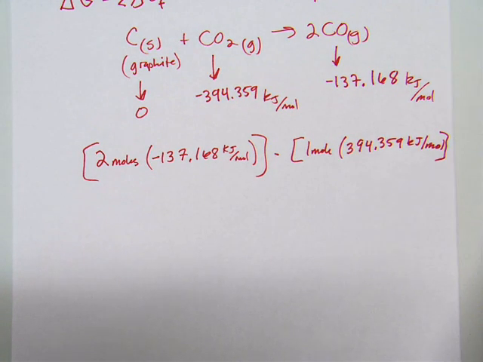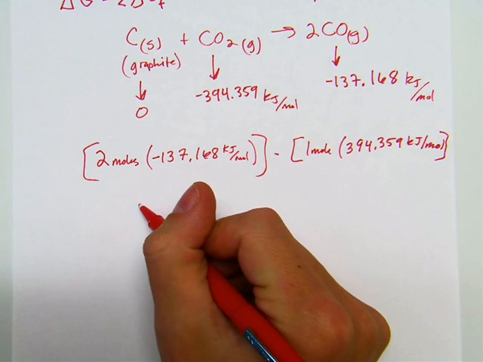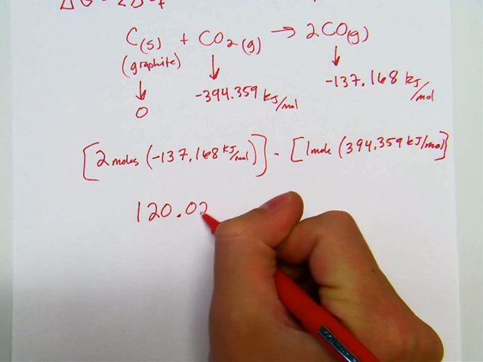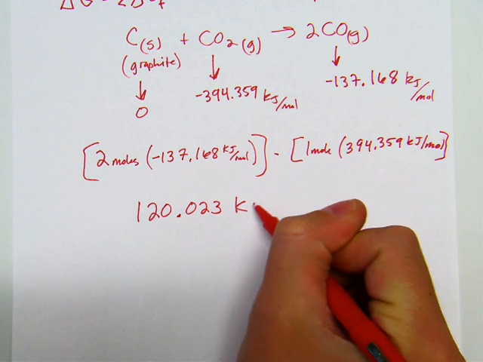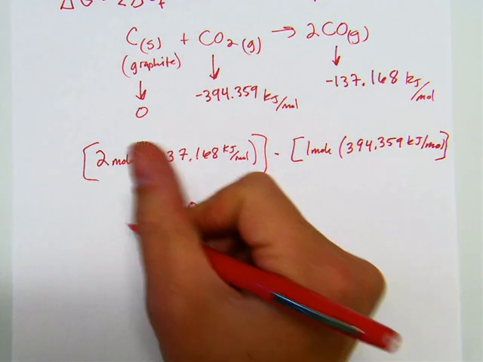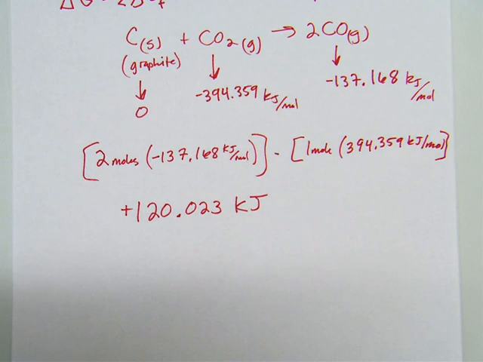And through the magic of the calculator, type some buttons in. I end up, hopefully you all end up with the same value. Just like I say in class, who knows. But 120.023 kilojoules. Right? That is for this reaction. The delta G for this reaction is positive. I'm going to make that perfectly clear. Positive 120.023 kilojoules.